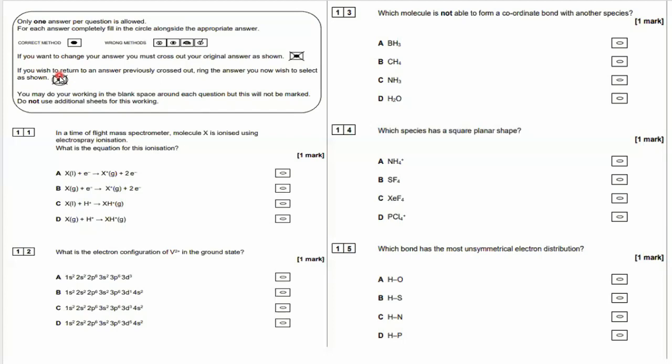If you write and scribble working out, they're not going to mark it. They're literally looking at your answer. Does it have a black circle in it? Is it crossed out, or is it crossed out with a circle, which means you think it is the correct answer? So let's go to 11.